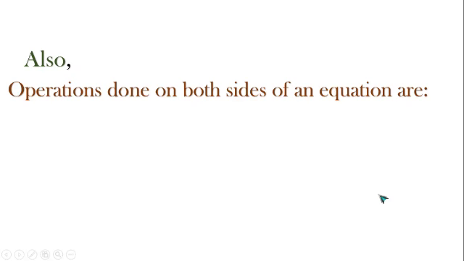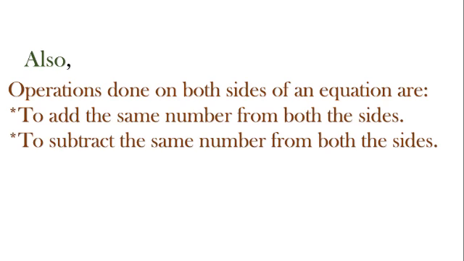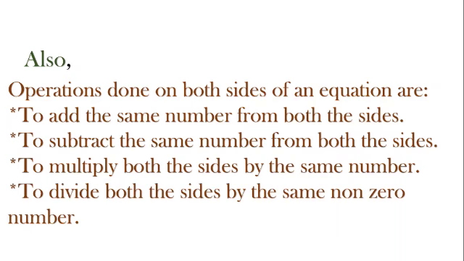So children, operations done on both sides of the equations are to add the same number to both the sides, to subtract the same number from both the sides, to multiply both the sides by the same number, to divide both the sides by the same non-zero number.